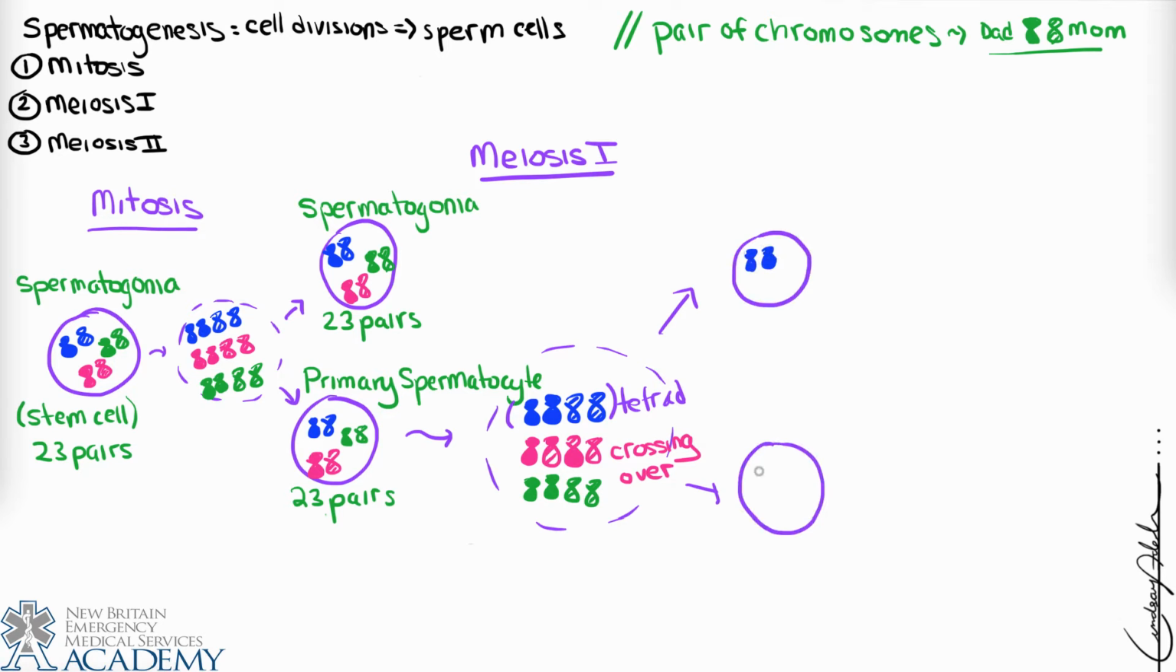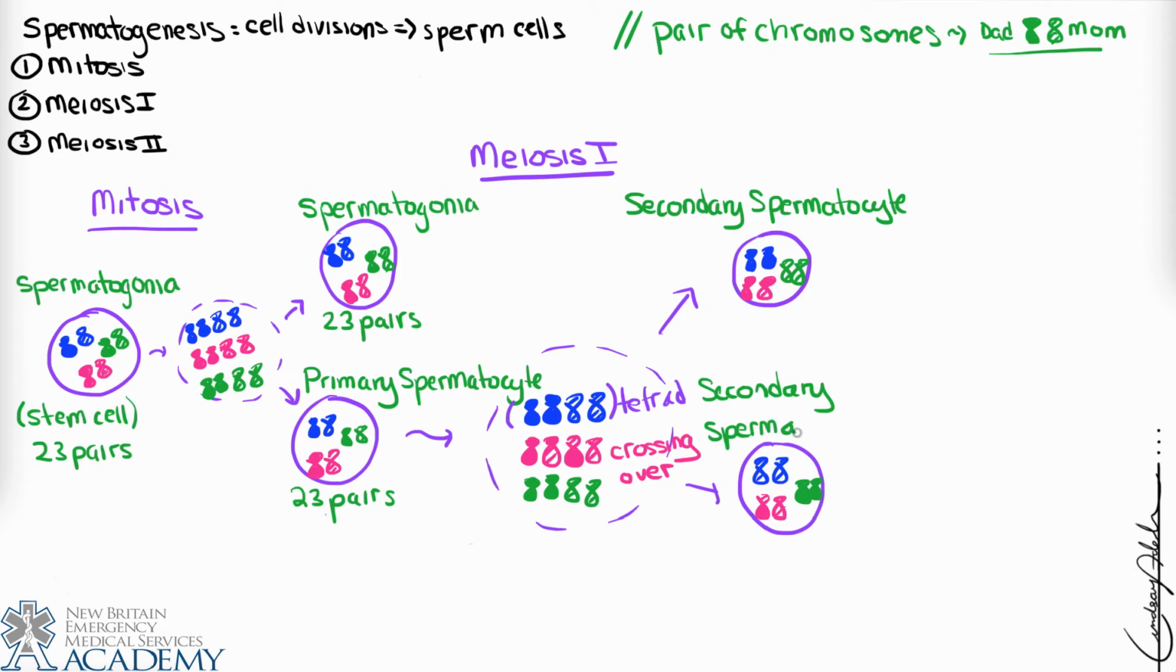So from here we'll get our next division, and this time what we're going to see, a major difference in comparison to mitosis, is that when we form the secondary spermatocytes, we have 2 of them, and both of the dad chromosomes go to one cell and both of the mom chromosomes go to the other cell.